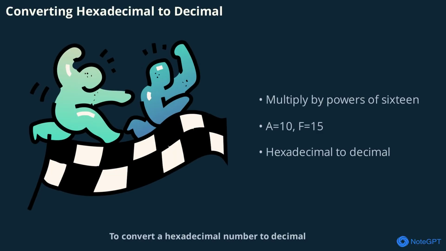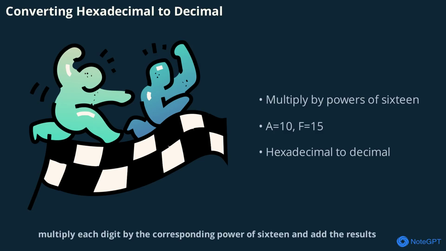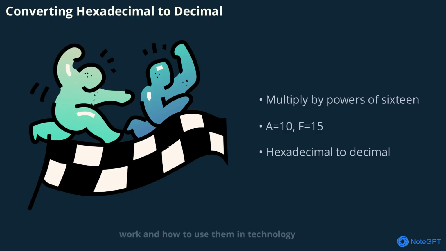To convert a hexadecimal number to decimal, multiply each digit by the corresponding power of 16 and add the results. For example, the hexadecimal number 2F is 2 times 16 plus 15 times 1, which equals 47 in decimal. Remember to use 10 for A, 11 for B, and so on up to 15 for F. This method helps you understand how hexadecimal numbers work and how to use them in technology.